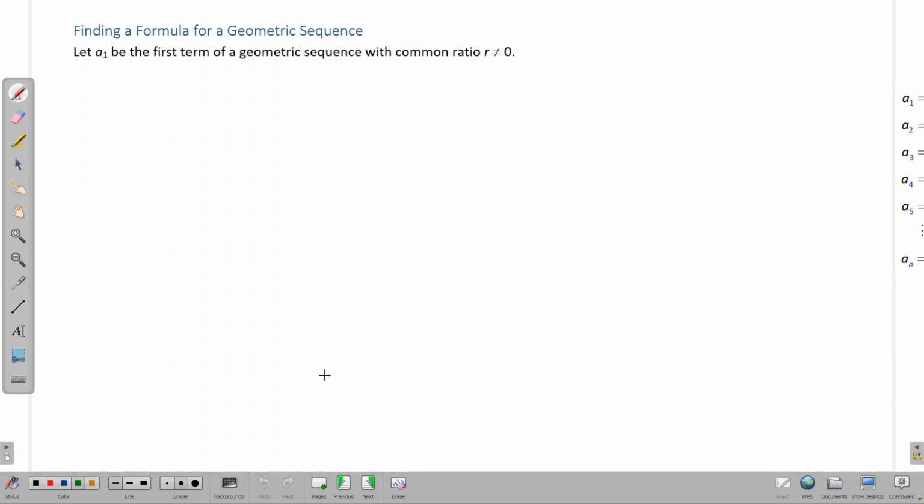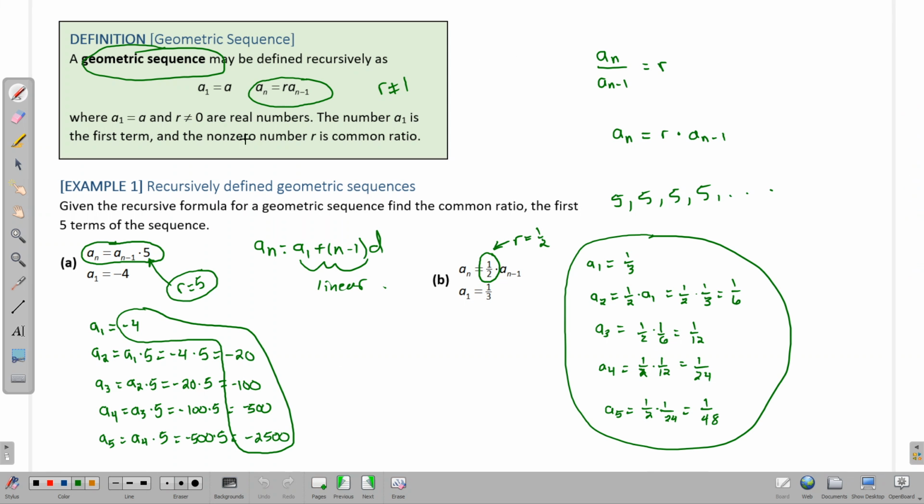Okay, so we've done the recursive formula, like that's what we've been using in these examples, but as before, the recursive formula is not extremely useful because if I wanted, for example, in this sequence, to know a sub 100, the 100th term, I have to generate all the terms prior to the 100th term to get there. We would like an explicit formula, like this was an explicit formula, for a geometric sequence.